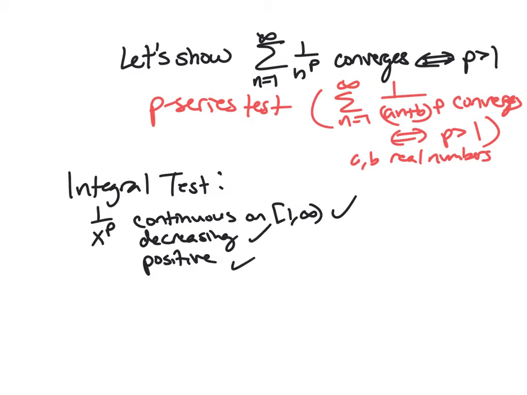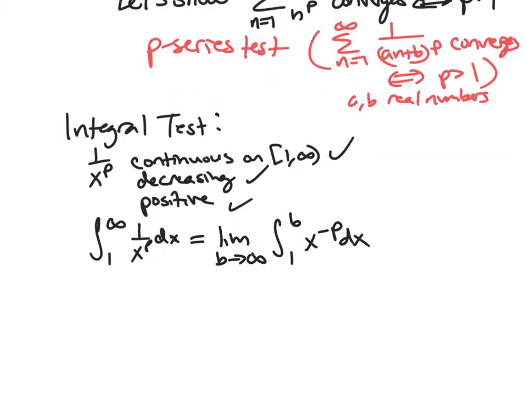So we hit all three of the things, so the integral test applies. And thus, to look at convergence or divergence of the series, it suffices to look at the improper integral of 1 over x to the p dx. Well, we already know what happens with this one, right? So you can even do it out. We're just rewriting the improper integral.